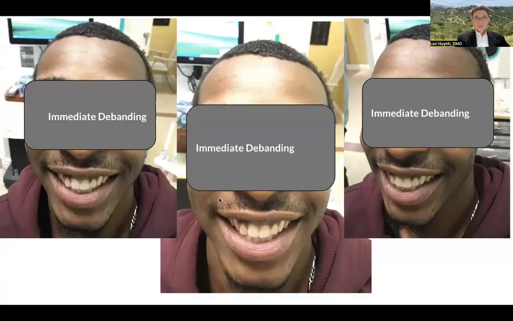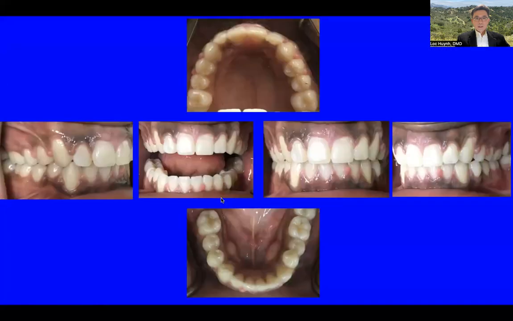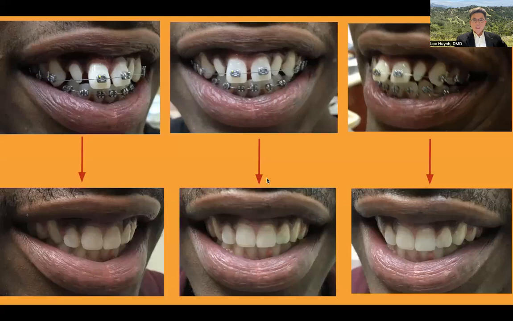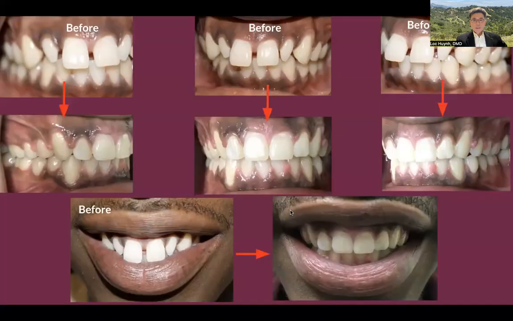Every time he came, we took some photos. Immediately after debanding, look at that. The patient has some hygiene problems, but the gap is closed. The deep bite is solved. As you can see, there is a great improvement from here to here. The patient was very happy.